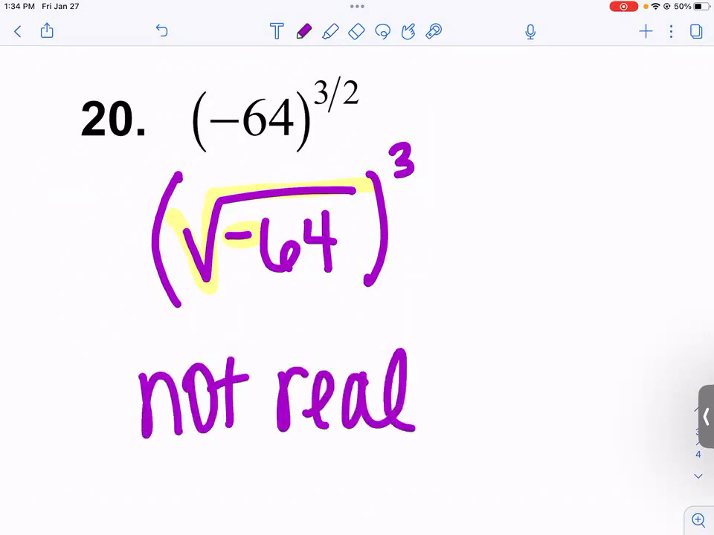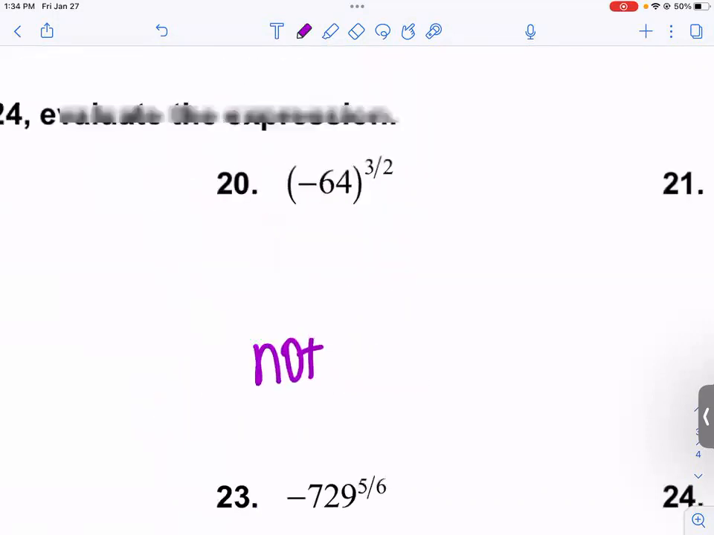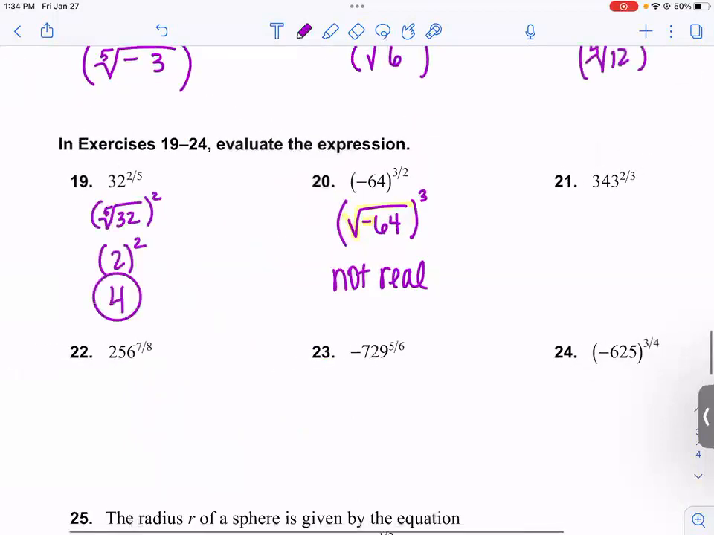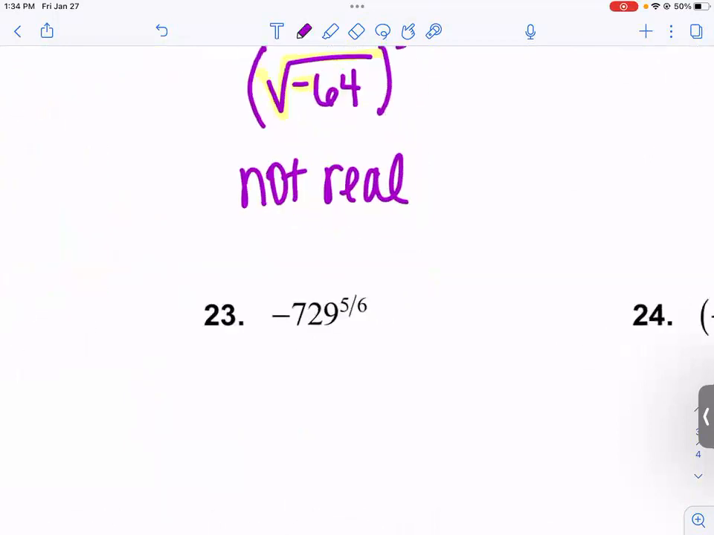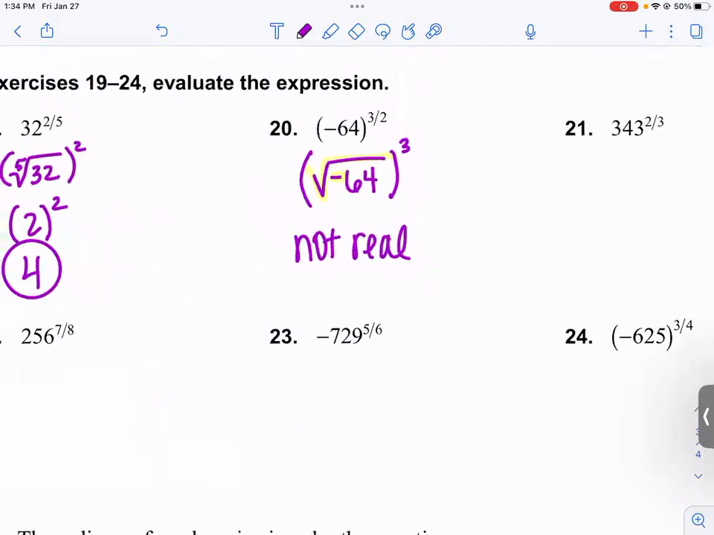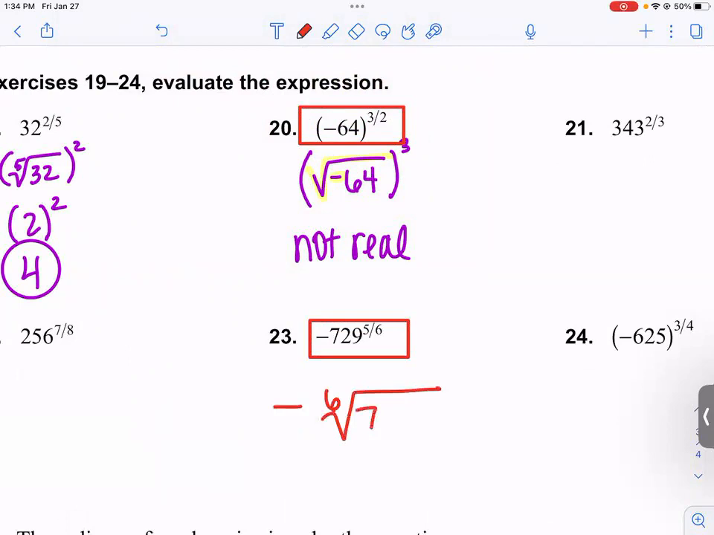Number 23. Reagan said, hey, number 23 right underneath of it is no, but I disagree. Okay, what is the difference between how this one looks? The 64 got parentheses, right? So this is like negative the 6th root of 729 to the 5th.